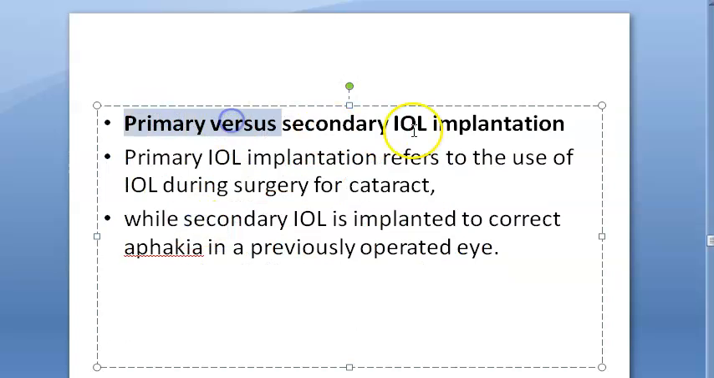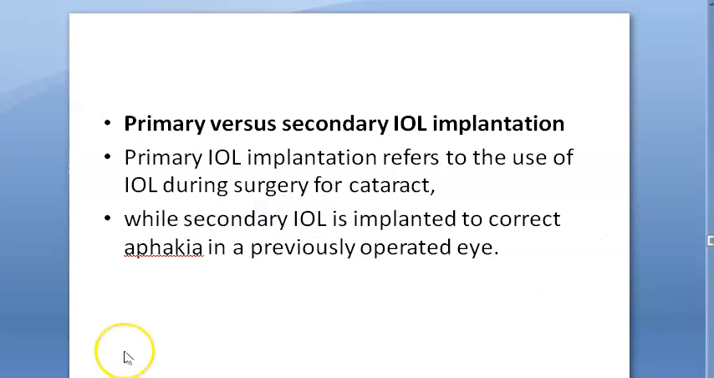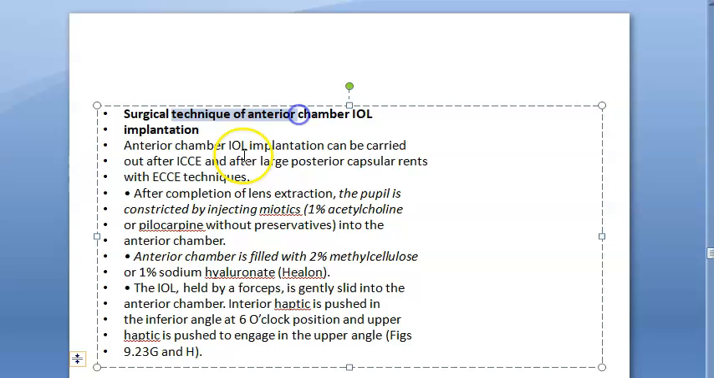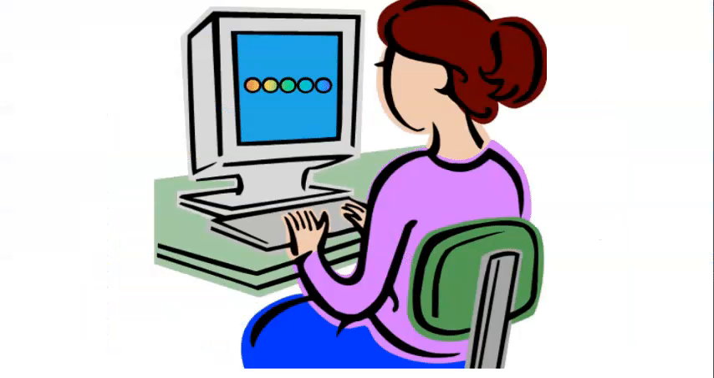Guys, there are two terms here. Primary IOL, secondary IOL. Primary IOL implantation means along with cataract surgery, first of all, you are giving him the IOL. Secondary means you have a previously operated eye. There is aphakia. Now you are putting the IOL. That is secondary. Guys, in the textbook, they have given the technique to put a posterior chamber IOL, the technique to put an anterior chamber IOL. You can look at all that. Technique they did not ask, so we are not looking at that.